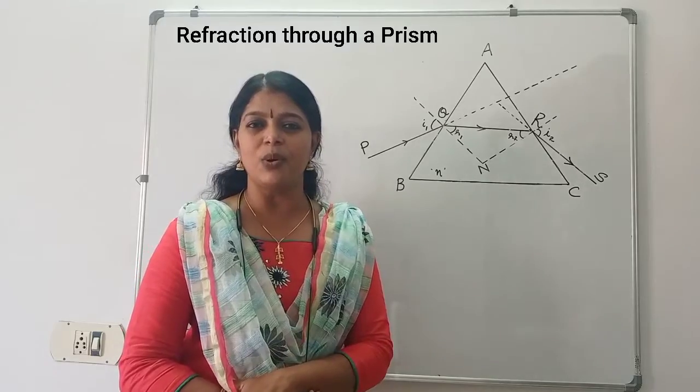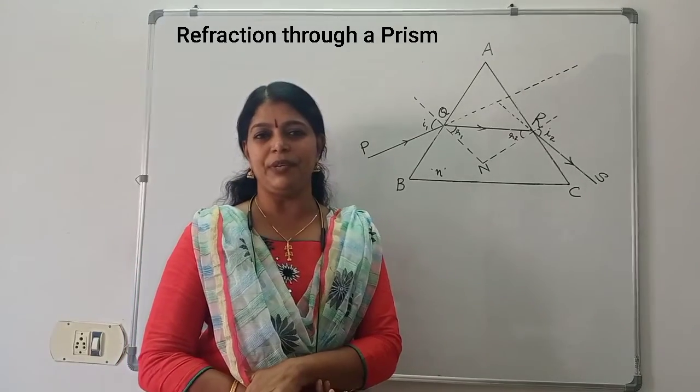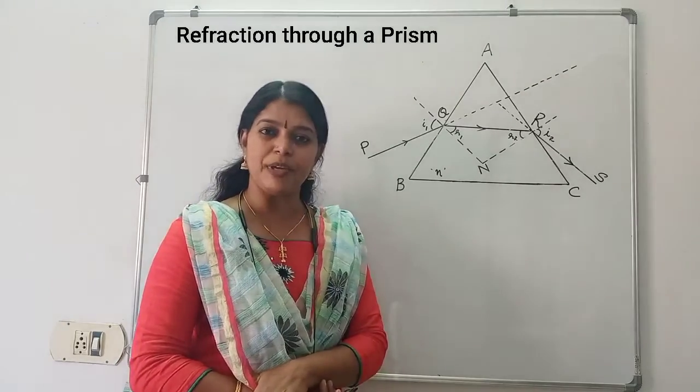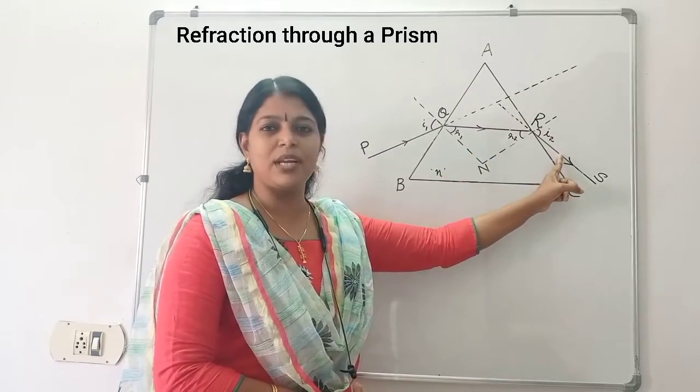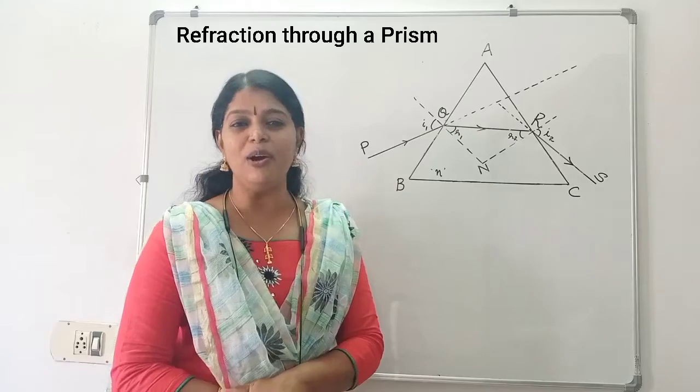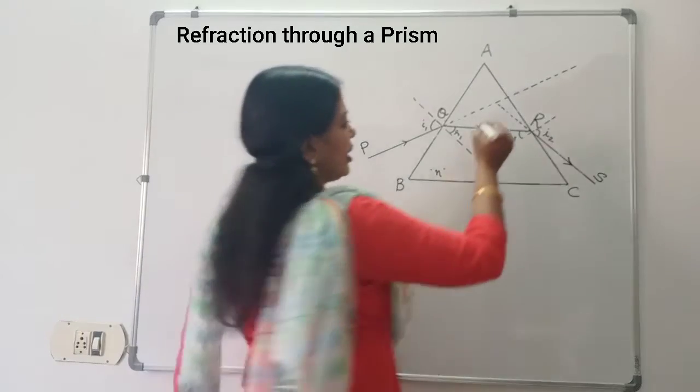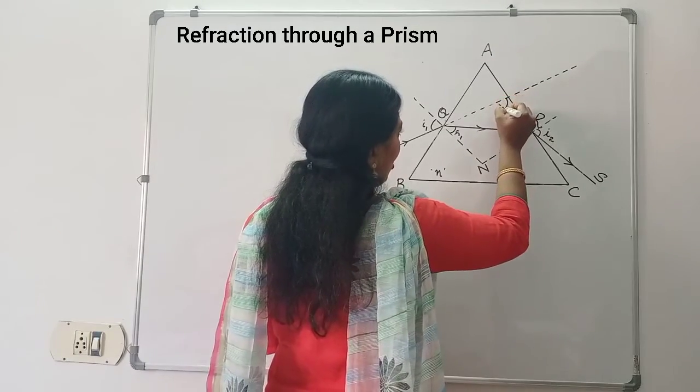That angle is called angle of deviation. Angle between the incident ray and the emergent ray is called angle of deviation and it can be represented by small letter d.